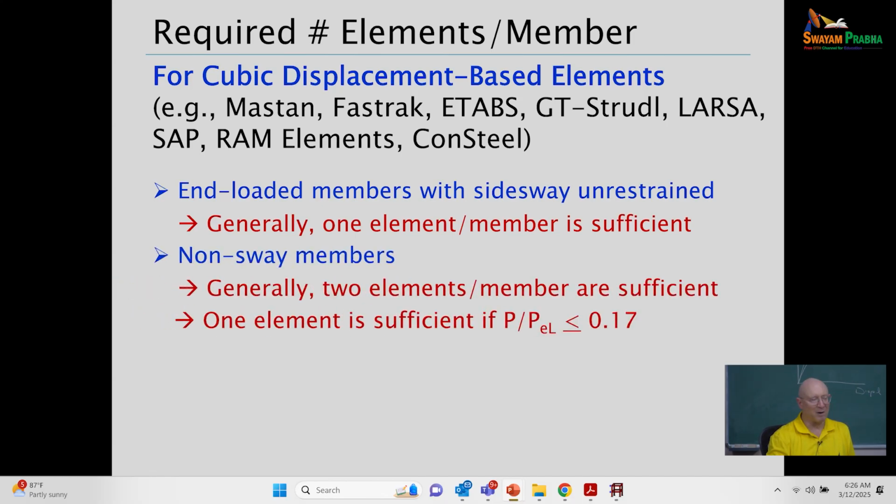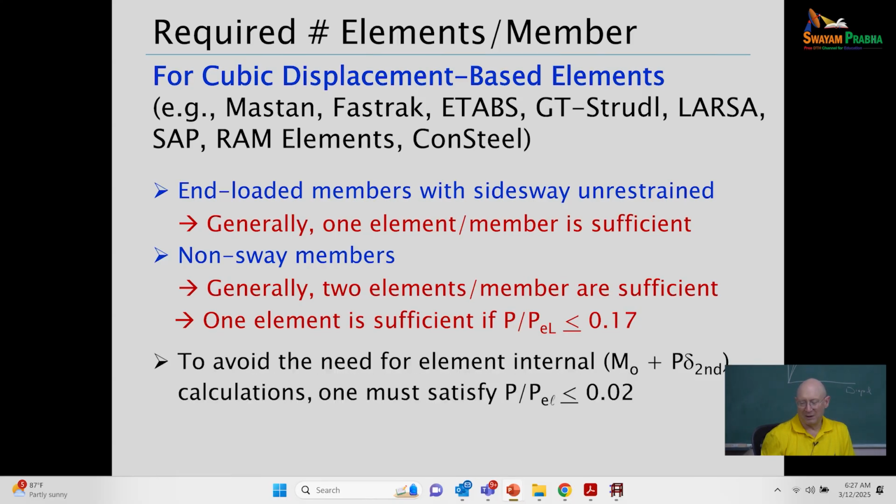If you've got a case where, for whatever reason, the other parts of the structural system may be helping this member by helping to resist its wanting to sway to the side, then it's wise, if you are getting any sense of that, to use 2 elements to capture your P small delta effects accurately. Well, that's pretty coarse, just 2 elements. But even there, if the axial load level P over PE capital L is less than 0.17, 1 element generally is going to work just fine.